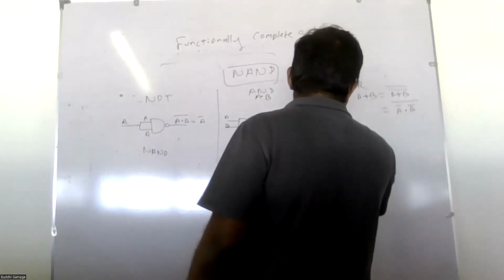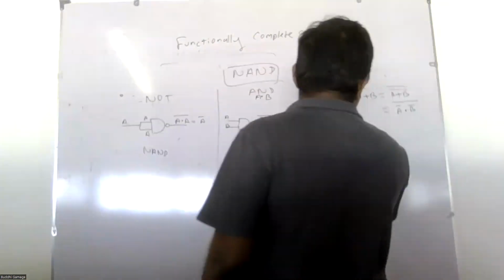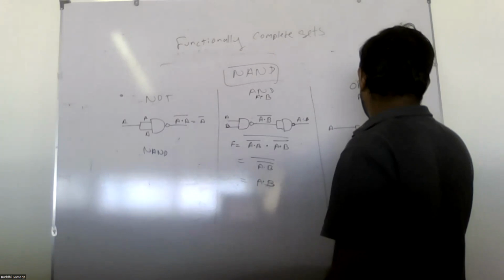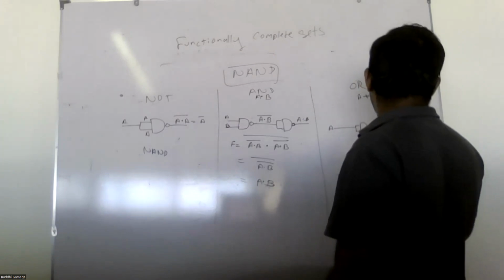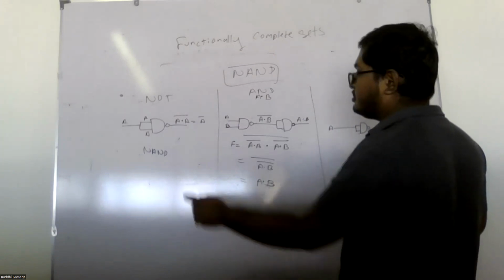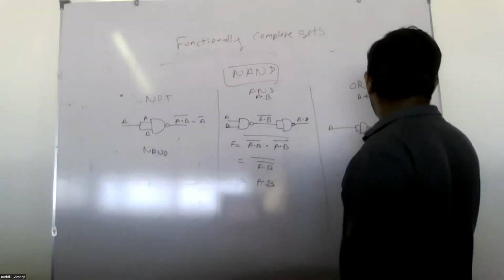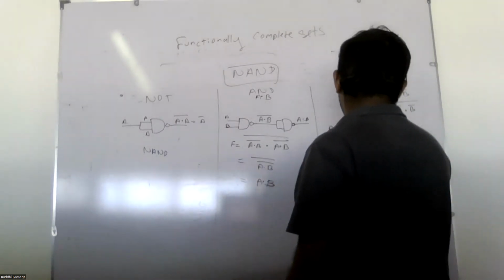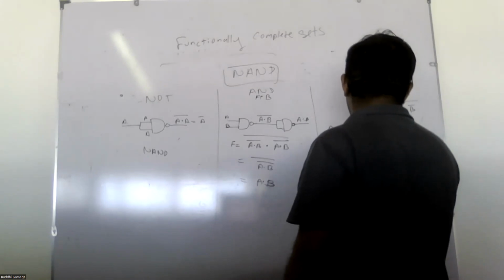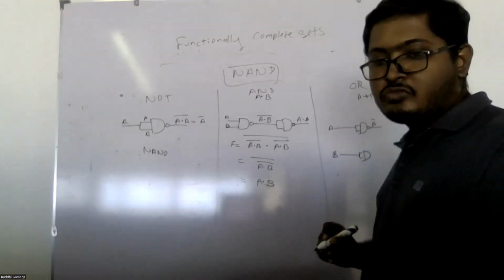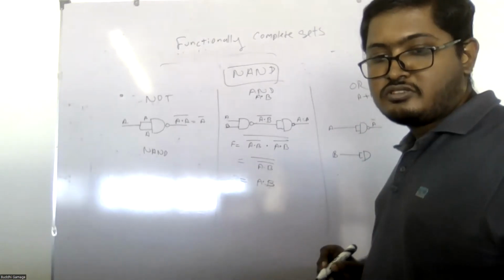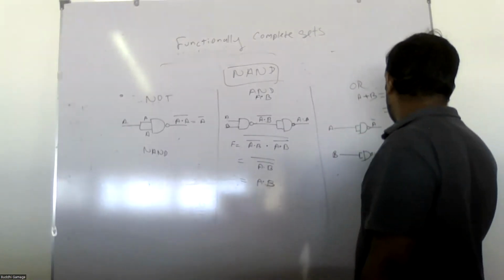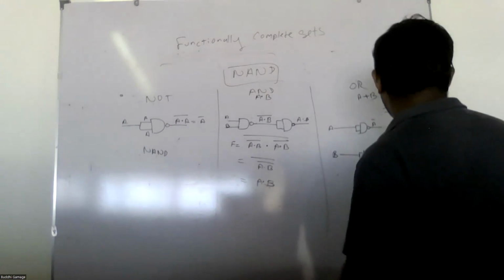So there is A. So what is A bar? A bar can be derived by using not gates. This is A bar. So what is B bar? This is B bar.